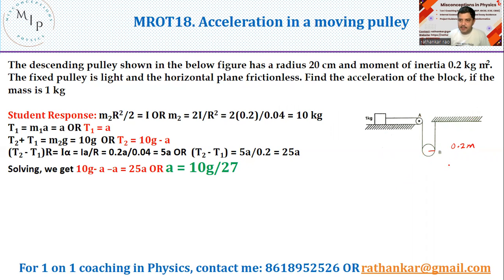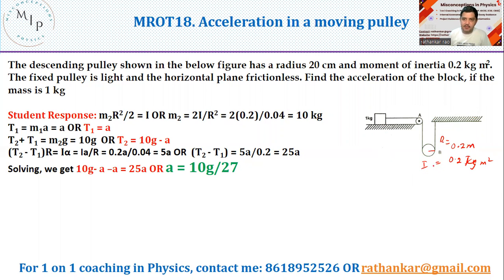The moment of inertia is 0.2 kg meter square. This is my I, this is my R. The fixed pulley is light, so no mass, no friction. And the horizontal plane is frictionless. Find the acceleration of the block.